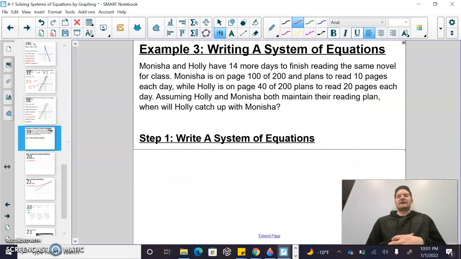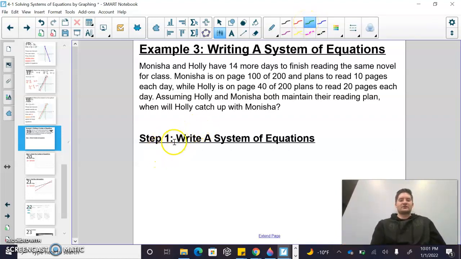And of course, now we're going to have the one where we have to write a system of equations, which involves word problems. I already know you're dreading this, but don't worry about it. So Monisha and Holly have 14 more days to finish reading the same novel for class. Monisha is on page 100 of 200 and plans to read 10 pages each day. Holly's on page 40 of 200 and plans to read 20 pages each day. So we want to know, when does Holly catch up with Monisha?